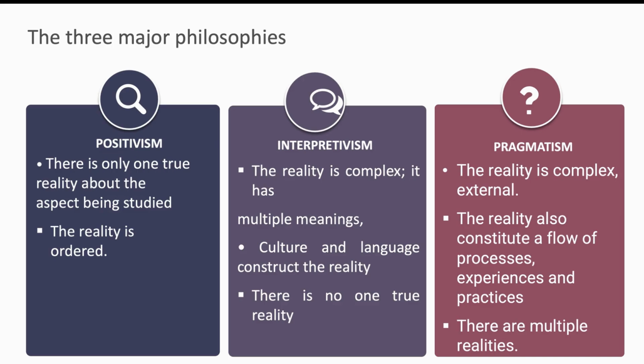For positivism, there is only one true reality about the aspect being studied, and it is based on the belief that reality is objective and can be observed and measured. Whereas for interpretivism, this philosophy suggests that reality is subjective and that understanding human behavior requires interpreting individuals' experiences, meanings, and contexts. There is no one true reality.